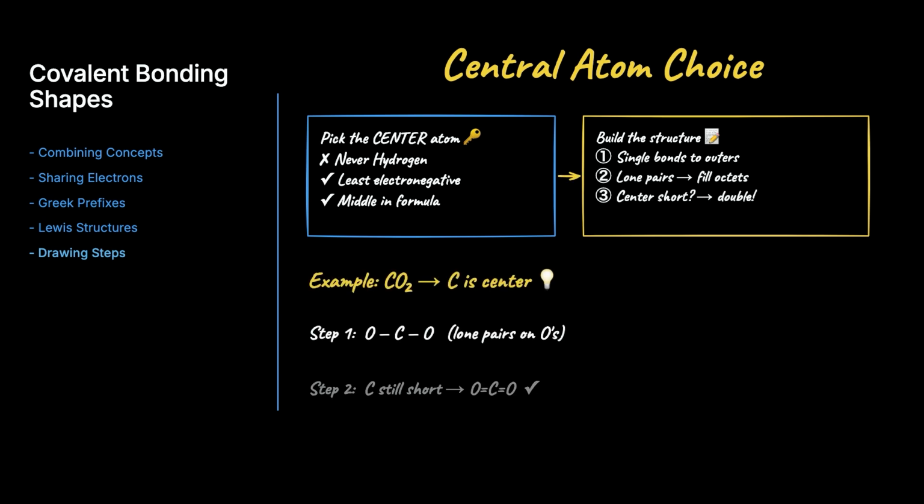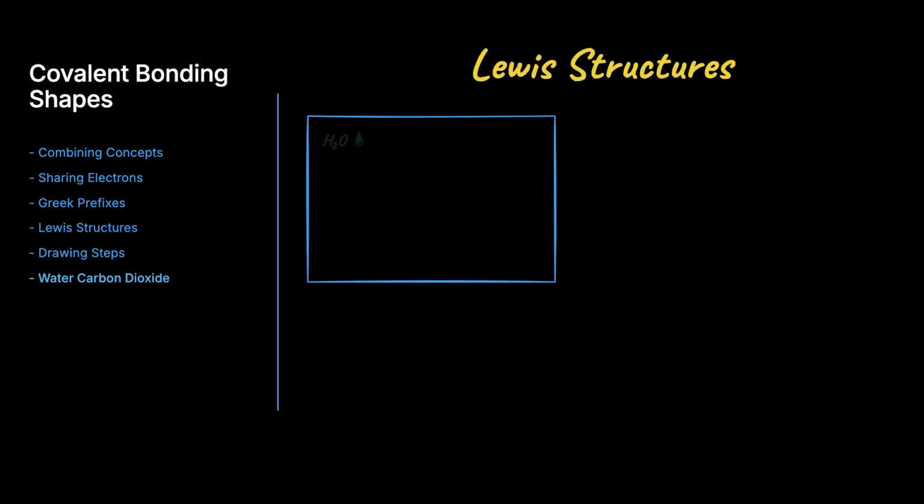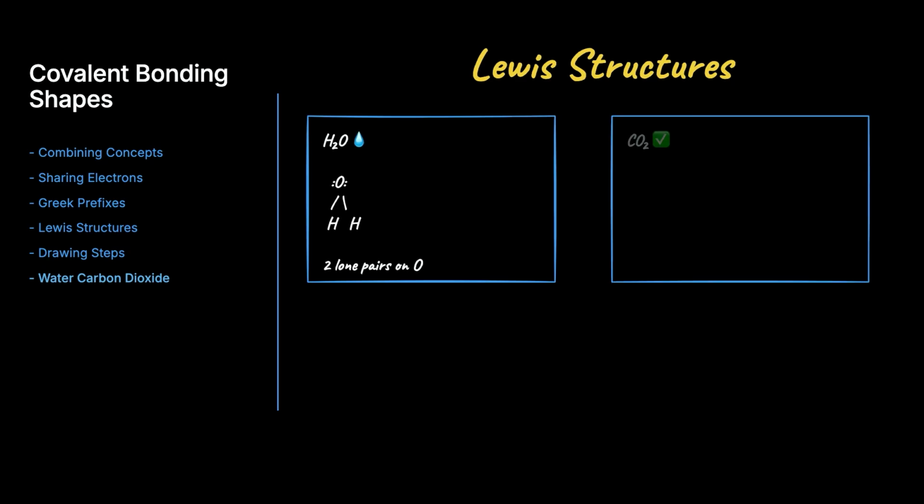You connect the outer atoms with single bonds, then spread the remaining electrons as lone pairs to complete each octet. If the center still lacks 8, pull in lone pairs to form double or triple bonds. Consider water as a quick example. Oxygen sits in the center with 2 hydrogens attached, leaving 2 lone pairs resting on the oxygen.